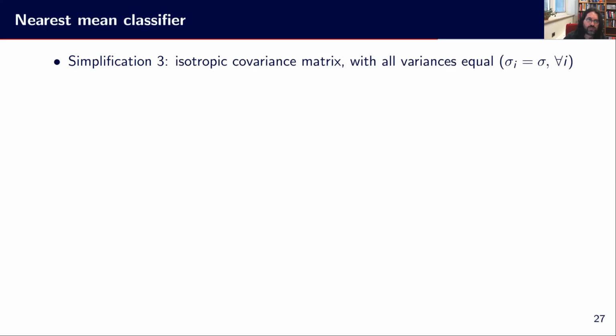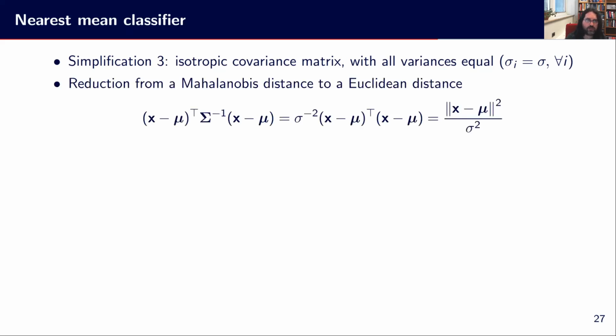A third simplification is to make use of what we call an isotropic covariance matrix. That means that the variance is equal over all variables. So all the variables have the same variance. This reduces us from what we call the Mahalanobis distance we saw before. It is basically like saying that we are using a Euclidean distance. So how can this be possible? It is because all values are the same on the diagonal. This allows us to convert the covariance matrix to simply multiplying by 1 over sigma squared.